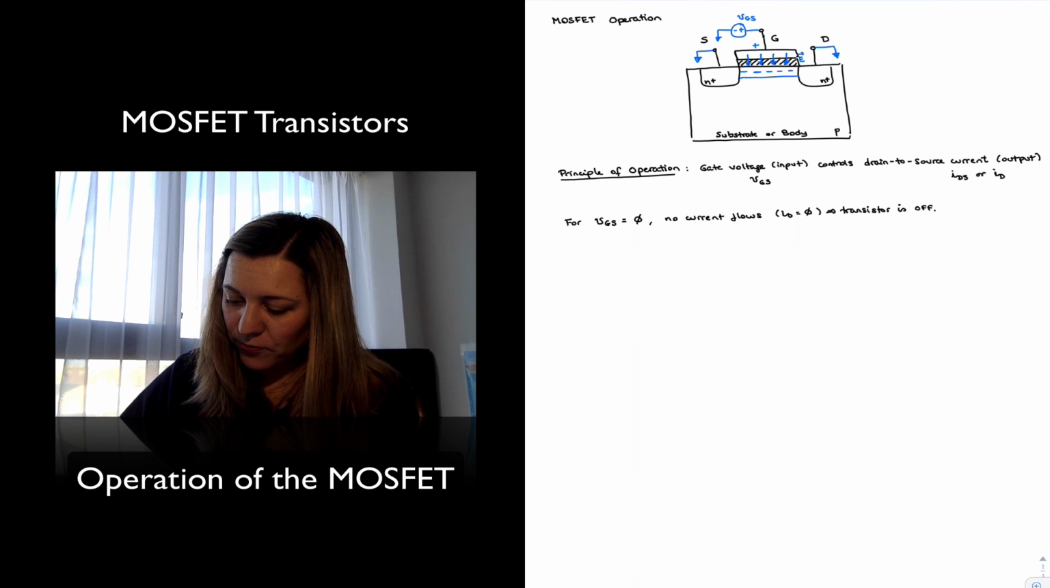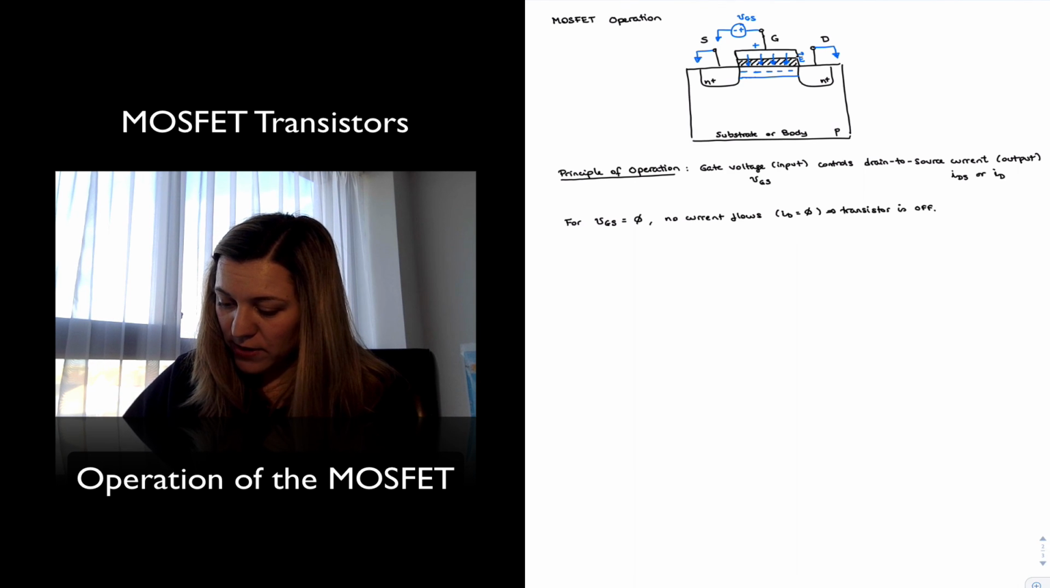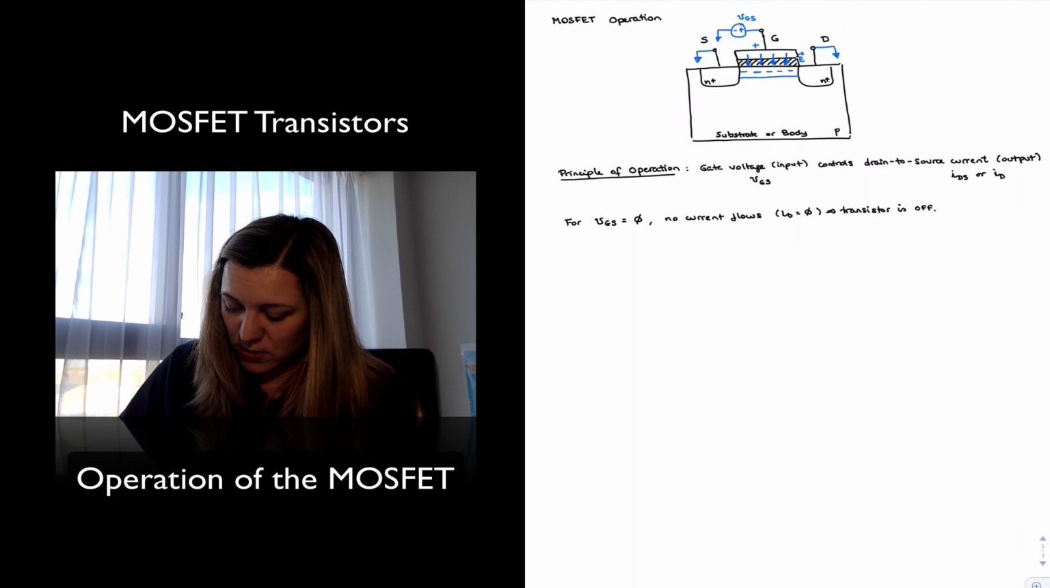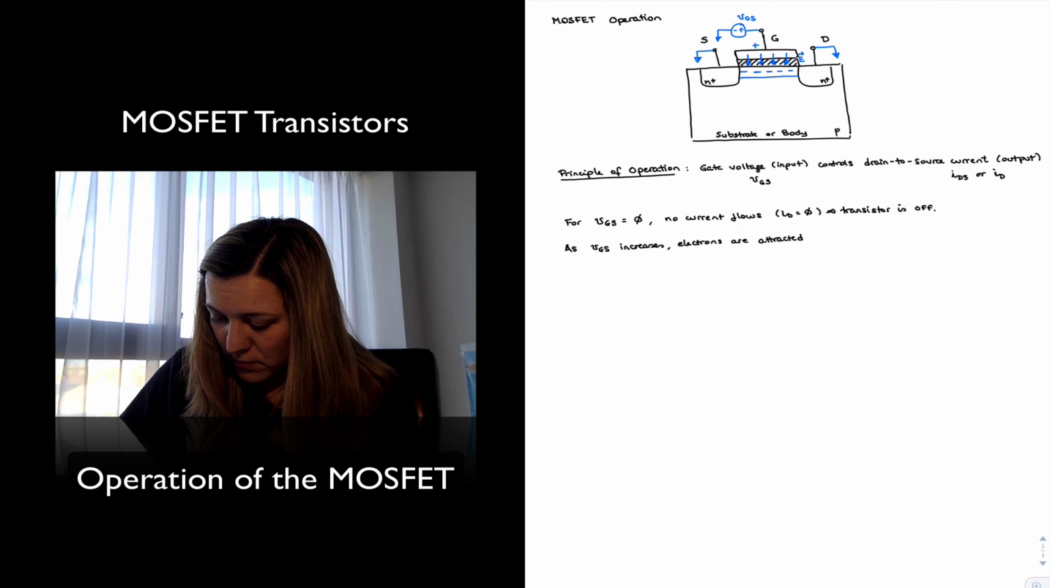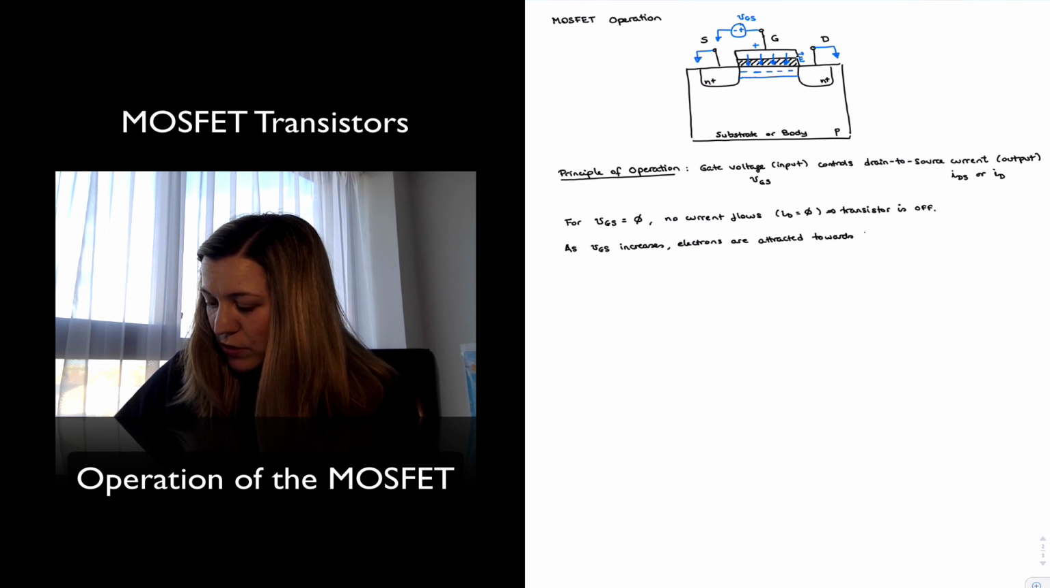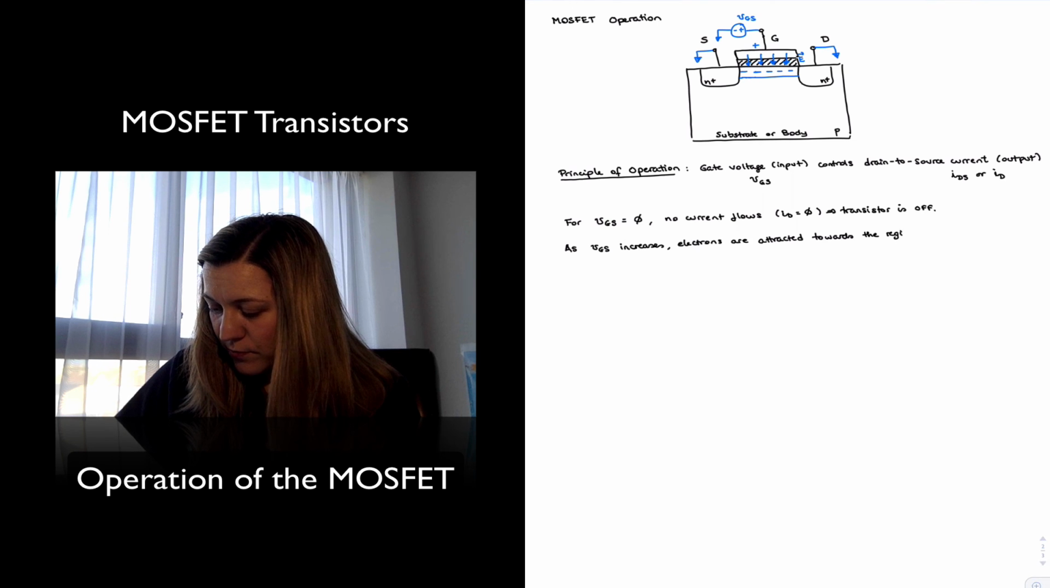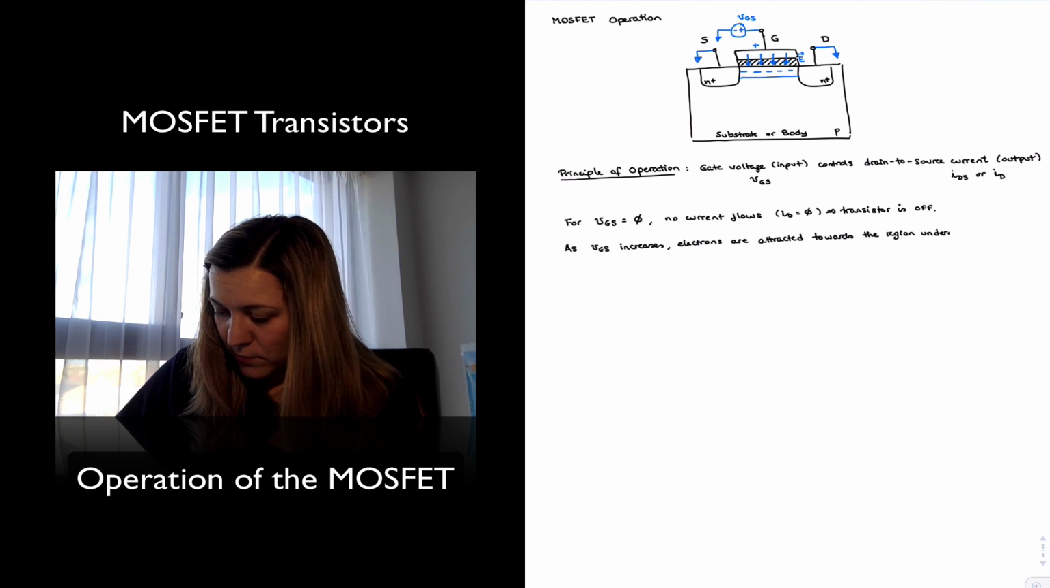Okay, let's go ahead and try to write that. So we have that as VGS increases, electrons are attracted towards the region underneath the gate.